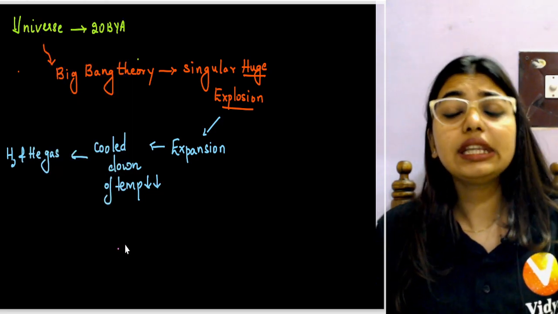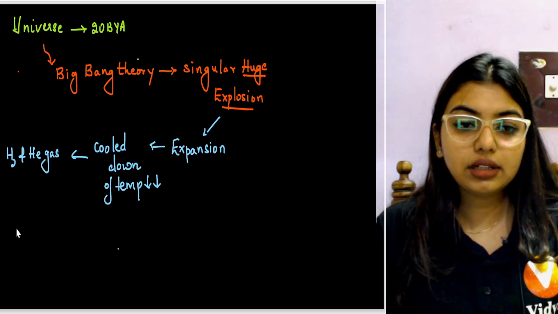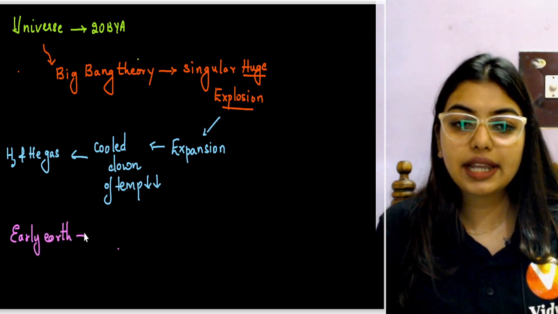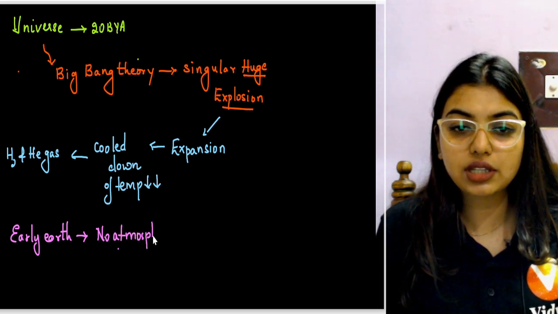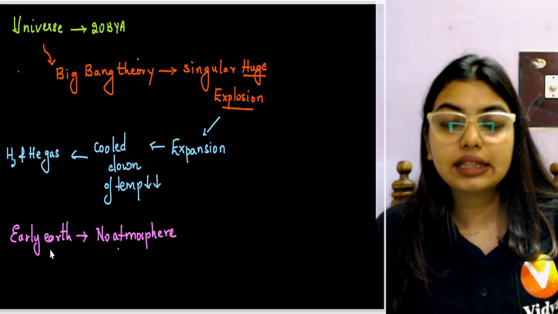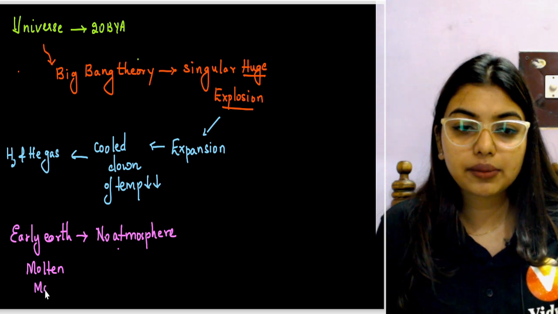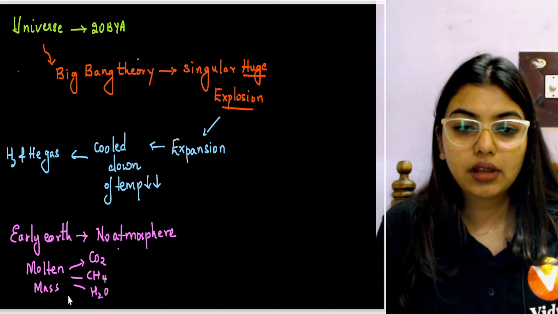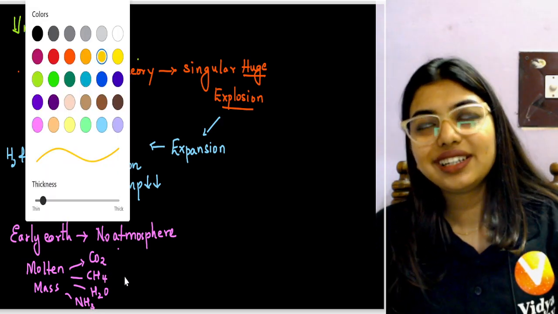Now, they are telling that Earth was formed. According to them, the early Earth had no atmosphere. No atmosphere means what? It was not favorable for humans to survive or life to happen. And then they told that the molten mass had gases like carbon dioxide, methane, water vapor, and ammonia. And all this is like theories.